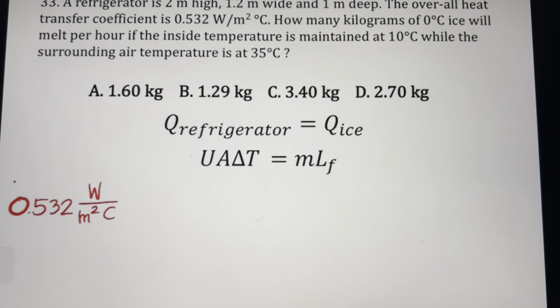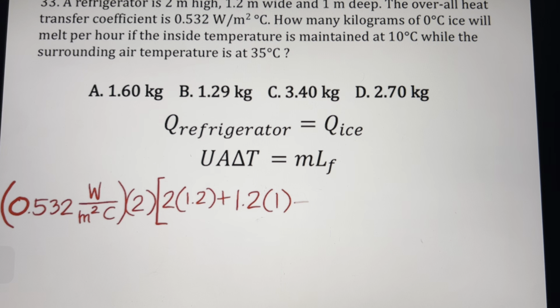So let's start with the combination of the height and the width. That will be 2 times height times width, that is 2 times 1.2, plus for the width and the depth, that will be 1.2 times 1, plus another combination, that's the depth times the height, that will be 1 times 2. We have a multiplier of 2 on the outside because the opposite faces of a rectangular prism have equal area. So that is in square meters.